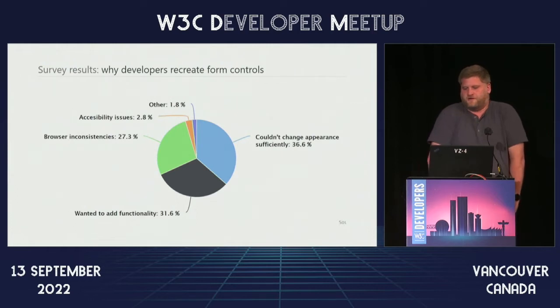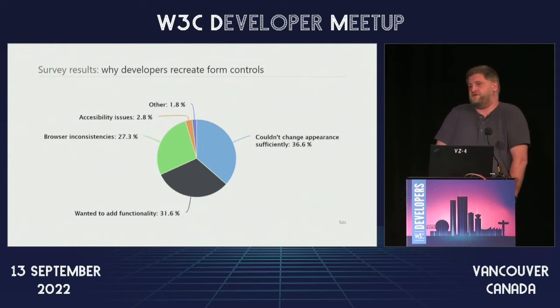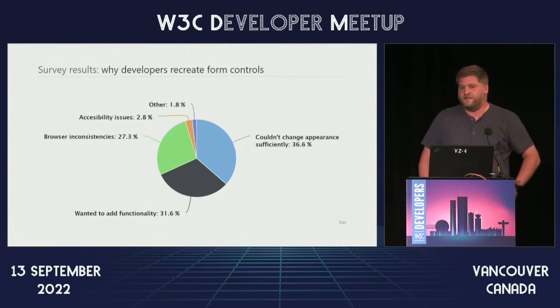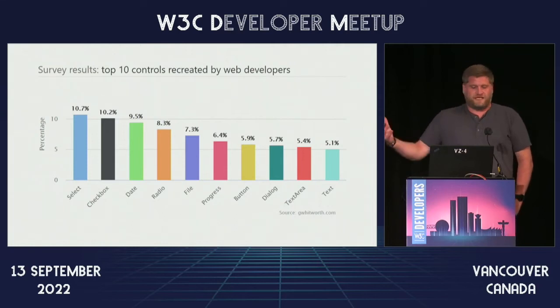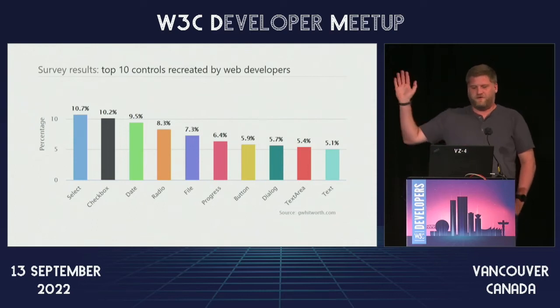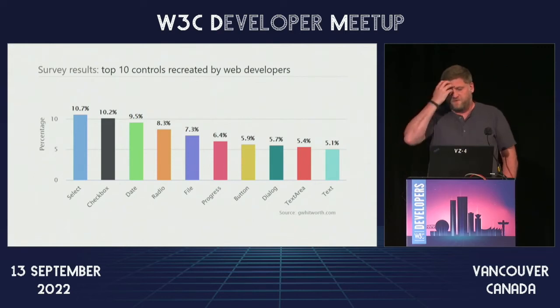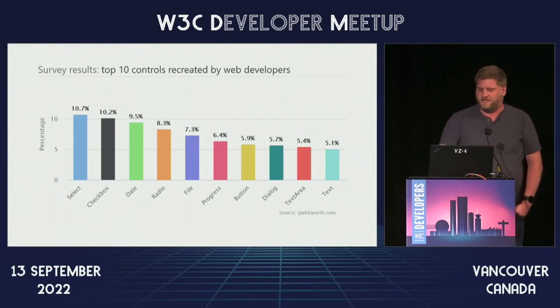Basically, it came down to, hey, I can't change the appearance efficiently. We wanted to add some functionality, and what's interesting is that, for example, if we introduce a combo box, that basically goes to 2%. Browser inconsistencies was another one. They either couldn't style them consistently or the functionality was different across them, so ultimately, they had to completely recreate them. In asking what were the main controls or components that were the largest pain points, select was out like crazy, and even simple ones, relatively, like checkbox was second, and then date, and you can see radio, file, progress, button, dialog, text area, and text followed down the line.